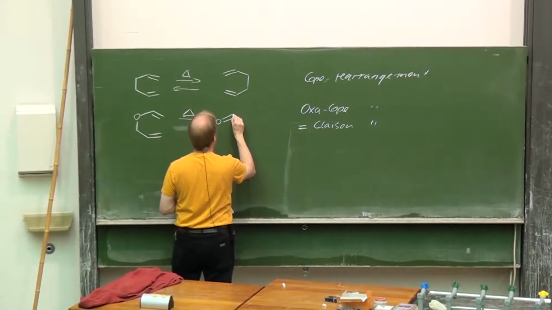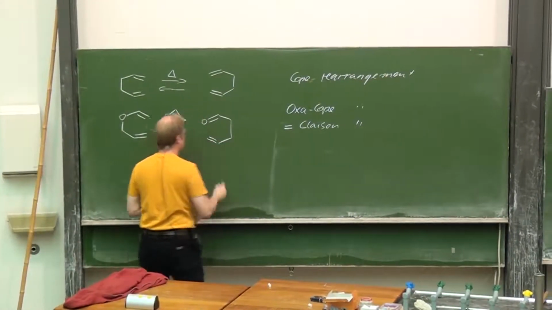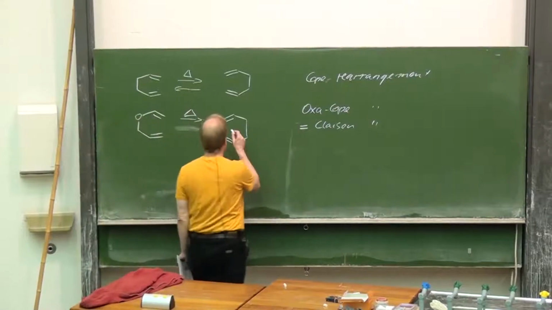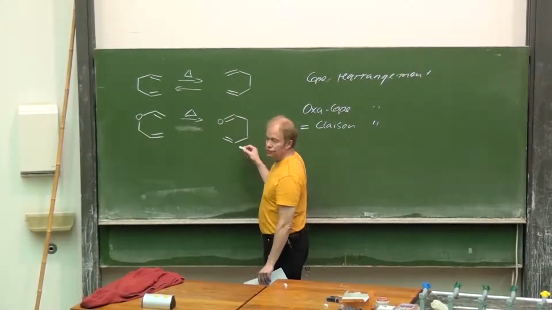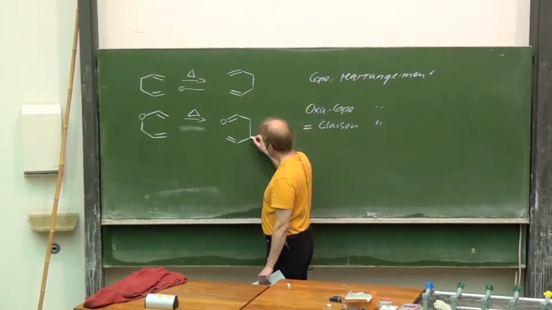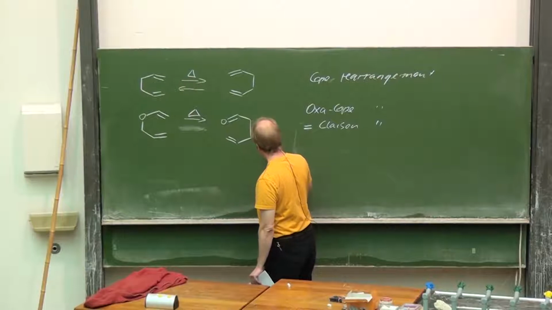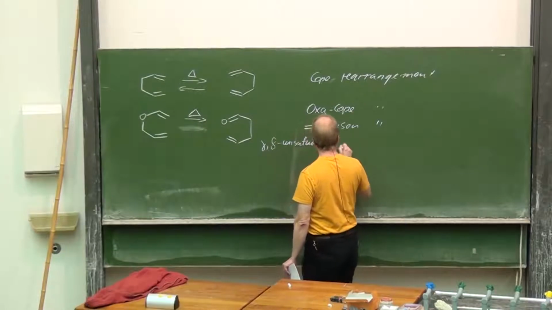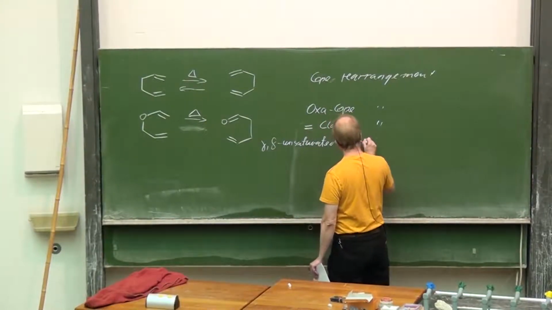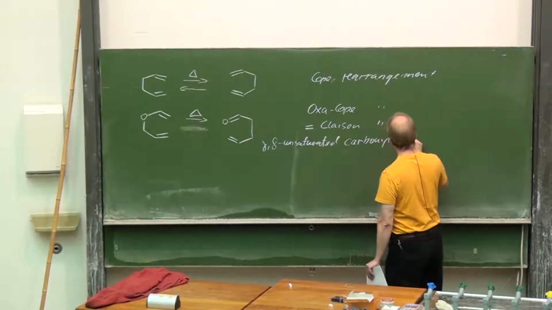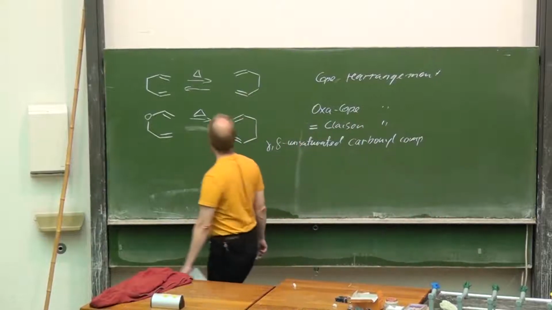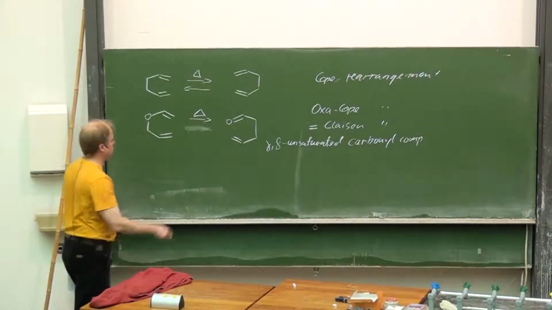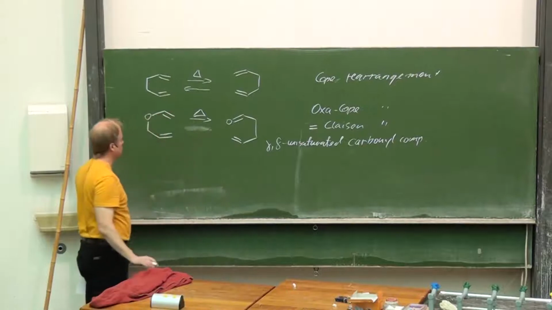will give this structure. So that is, well, an unsaturated carbonyl compound, alpha, beta, so gamma, delta unsaturated carbonyl compound. Well, and this is generally not an equilibrium reaction. If it's on that side, it will stay there.